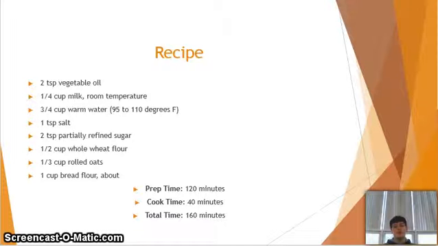The recipe I used for my bread dough was 2 teaspoons of vegetable oil, 1/4 of a cup of room temperature milk, 3/4 of a cup of warm water, 1 teaspoon of salt, 2 teaspoons of partially refined sugar, a half a cup of whole wheat flour, a third of a cup of rolled oats, and 1 cup of bread flour. This entire process took me a total time of 160 minutes.